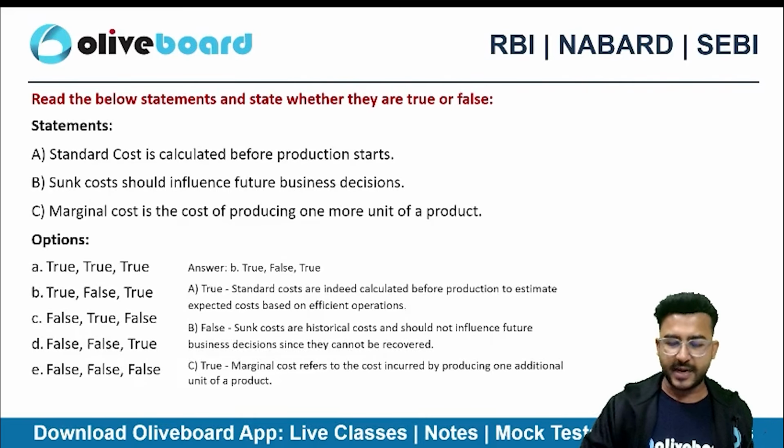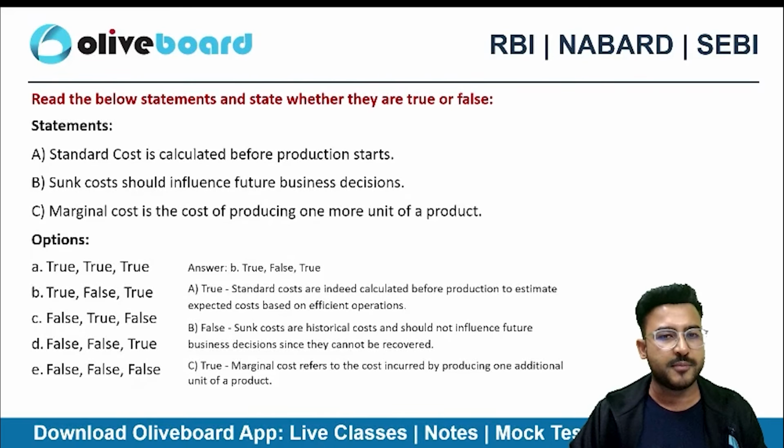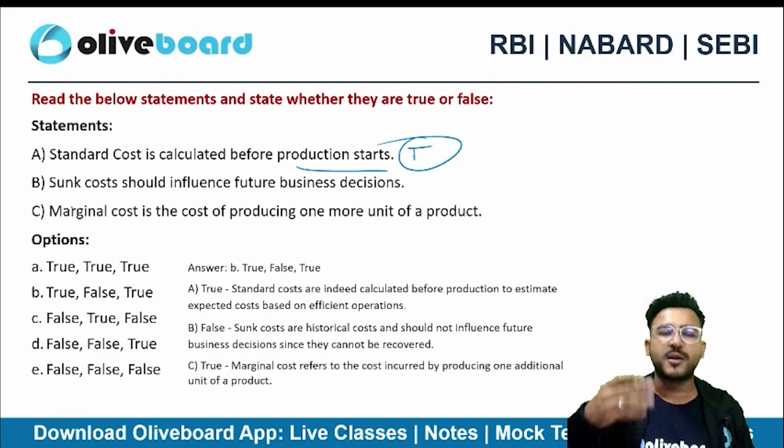B is the correct, right? Standard cost is actually calculated before the production starts. That's why we call it predetermined cost. We are predetermining the cost.